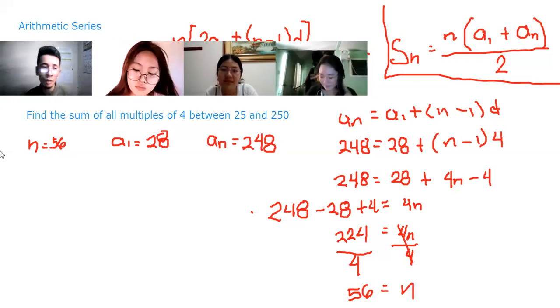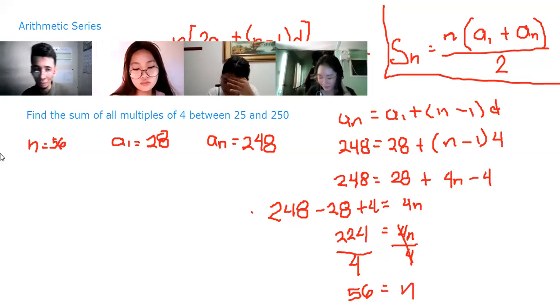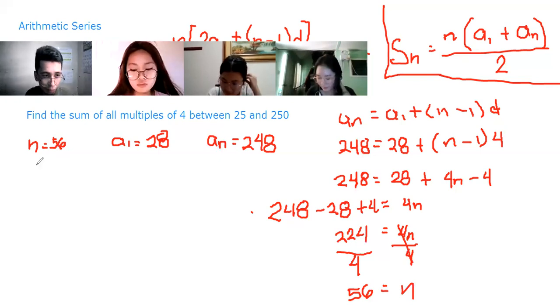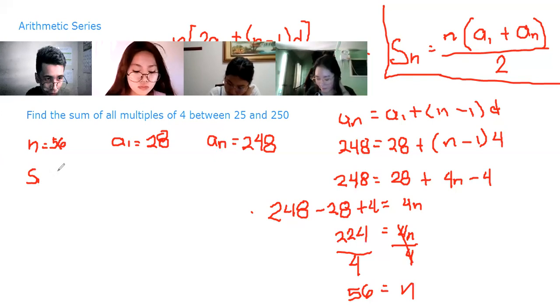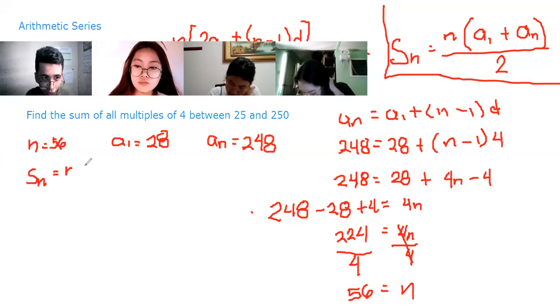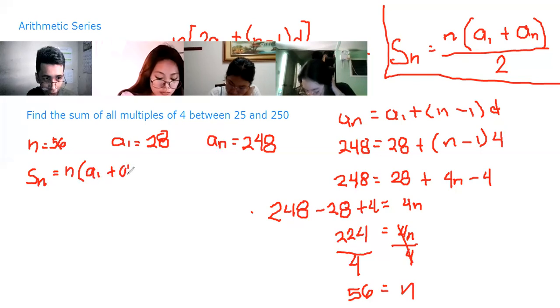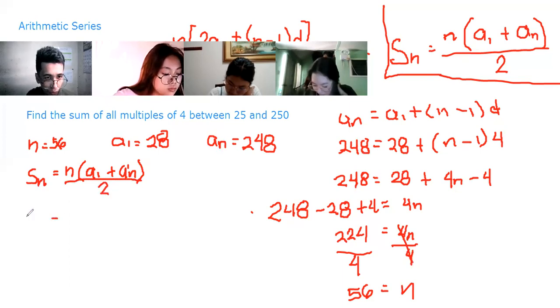So, pwede na yung pangalawa nating formula or yung derived na ng formula. Derived formula ang gamitin natin, which is S sub n is equals to n multiplied to a sub 1 plus a sub n over 2. So, substitute, we have S sub 56. So, 56 terms lahat meron, no? Mula kay 25 hanggang 250, 56 terms na meron ng multiples of 4.